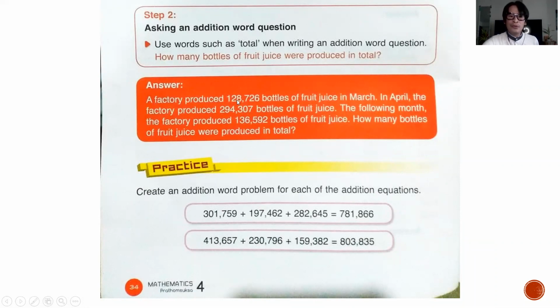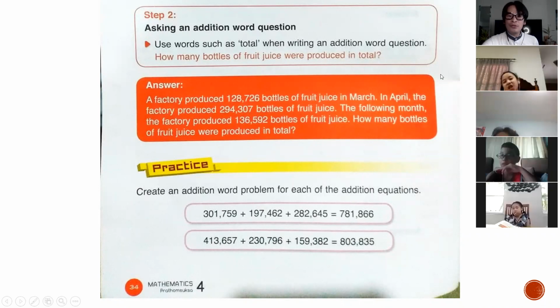A factory produced 128,726 bottles of fruit juice in March. In April, the factory produced 294,307 bottles of fruit juice. The following month, the factory produced 136,592 bottles of fruit juice. How many bottles of fruit juice were produced in total?